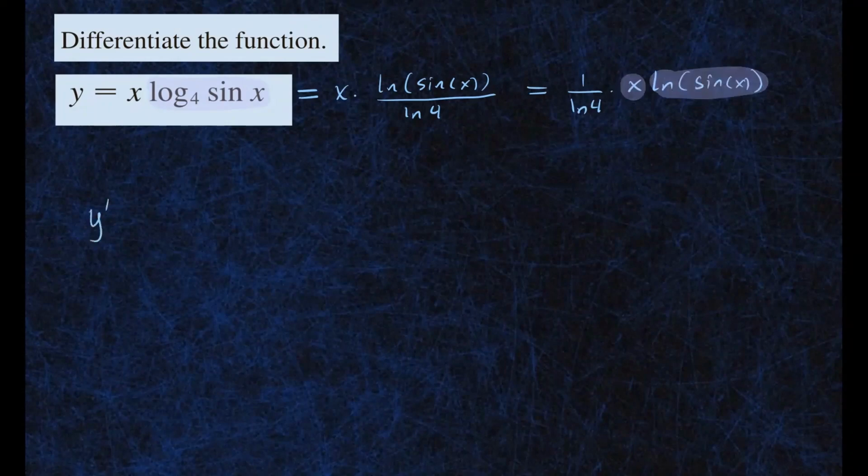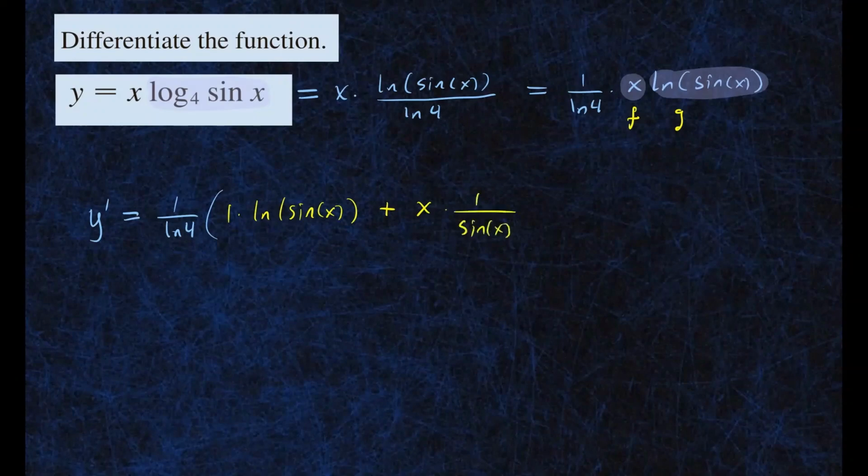So y prime, it's going to be, so keep tagging along 1 over ln of 4 because that's a constant, and then let's differentiate. I'm going to call this the first function, and let's call this g. So product rule: we differentiate the first, so derivative of x, that's going to be 1. Keep the second, so that's ln of sine of x. Plus, now you keep the first, differentiate the second. So I differentiate g. The derivative of ln of sine x is 1 over sine of x, times the derivative of sine of x, that would be cosine of x. And there you go. That's my derivative using product and chain rule.